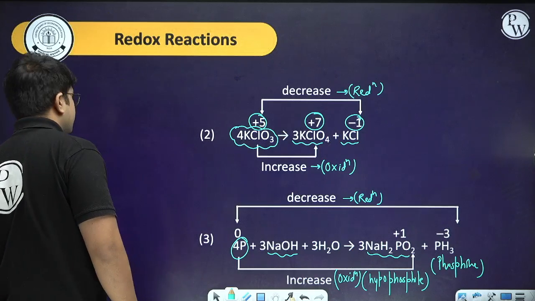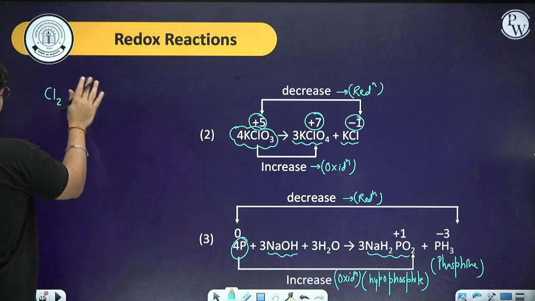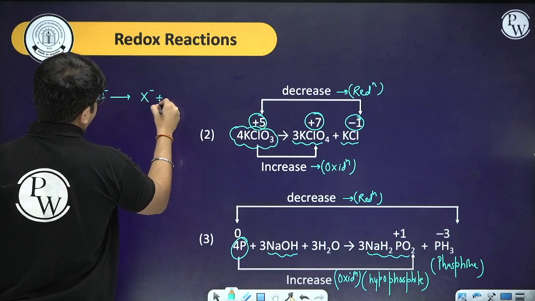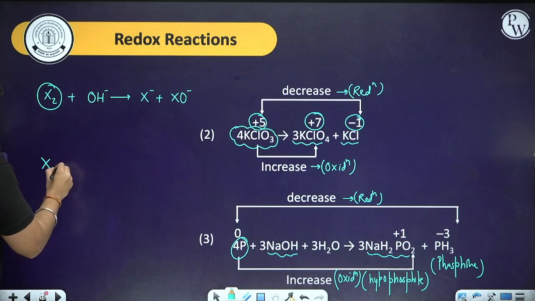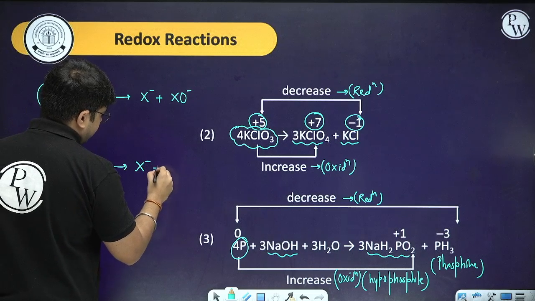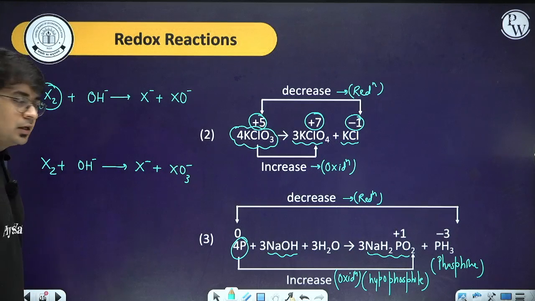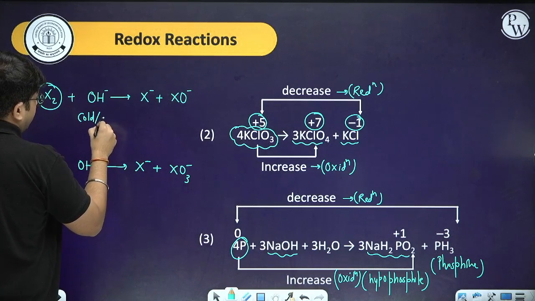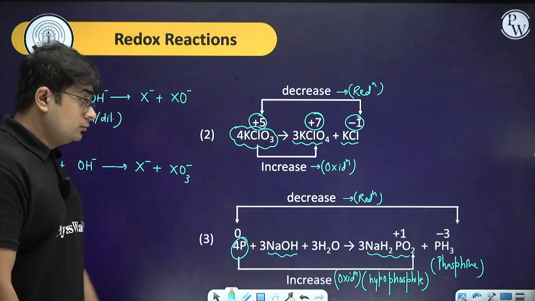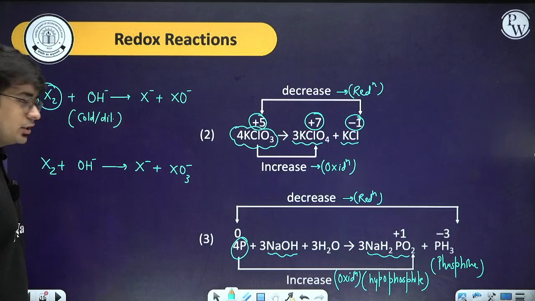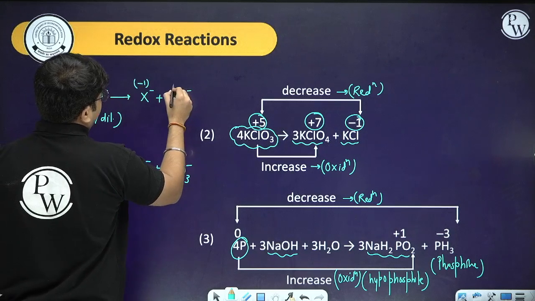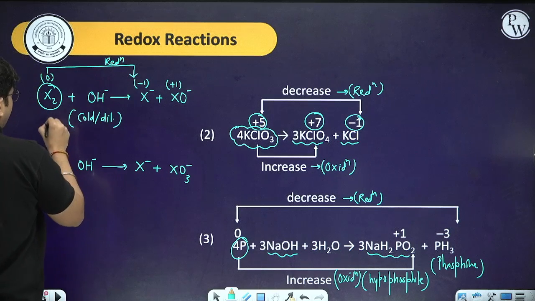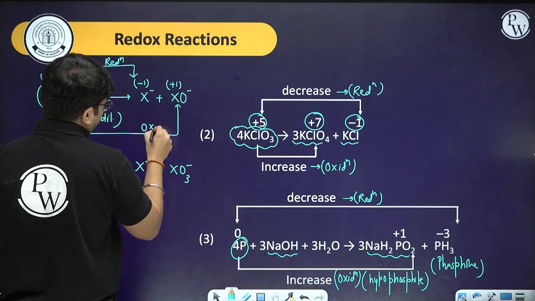There is one more reaction which I want to mention, a very interesting reaction. What happens when Cl2, or you can take X2, a normal halogen, reacts with OH negative? It generally converts into X negative as well as XO negative. And X2, when it reacts with OH negative, also forms X negative and XO3 negative. So both reactions are there. This one is with a cold and dilute solution of NaOH or KOH, where it converts into X negative as well as XO negative. So 0 converts into -1 and +1. 0 to -1 is a decrease, the process of reduction, and 0 to +1 is an increase, the process of oxidation.